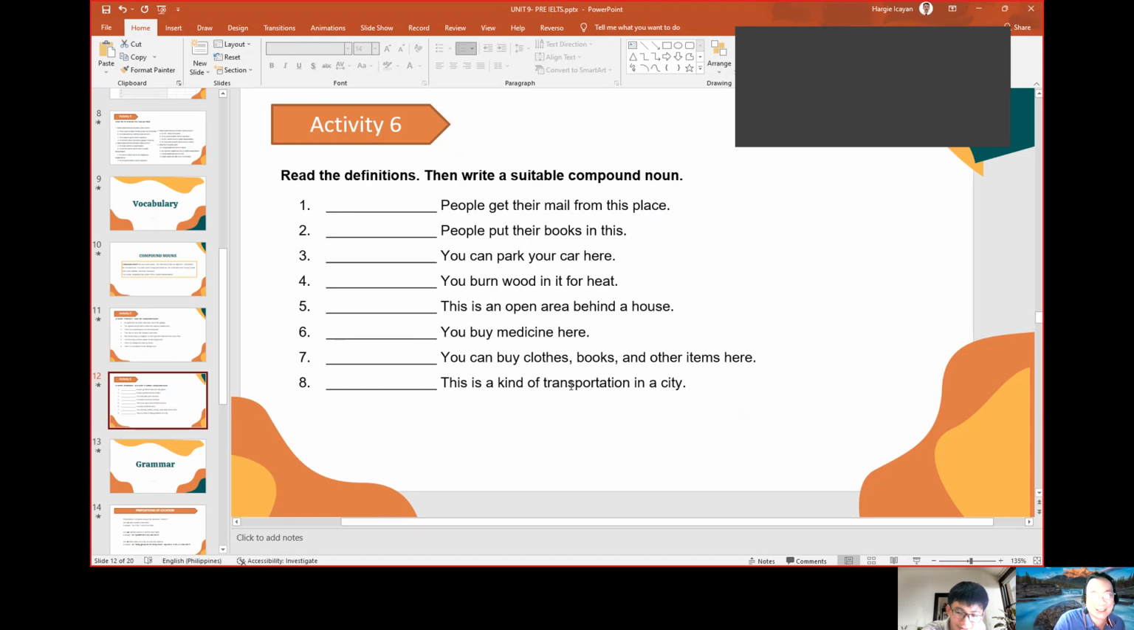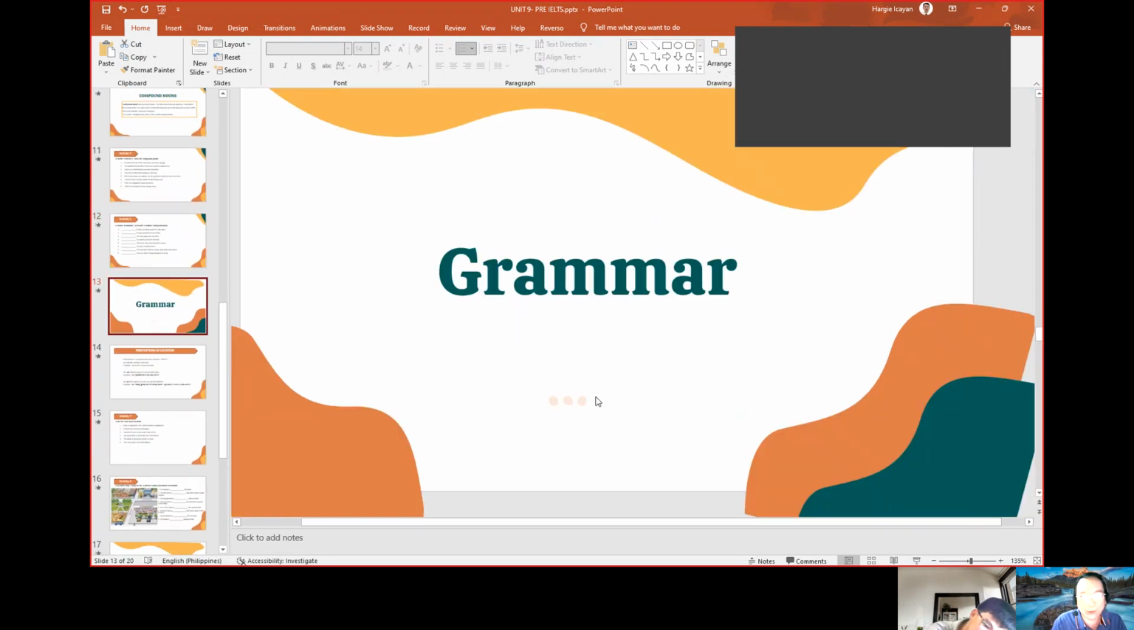Number 7, you can buy clothes, books, and other items in here. It's a shopping mall because when you say shopping mall, it's complete. There are a lot of complete items in there. And then the last one, this is a kind of transportation in a city. It's public transportation. Okay, so I guess it's already mastered, Koi, right? Okay, and remember, those are compound nouns. If you don't have any questions, let's move on to the grammar side now.